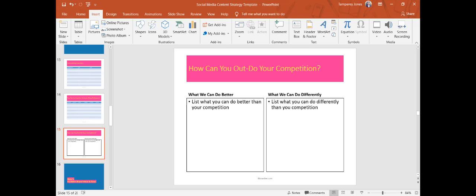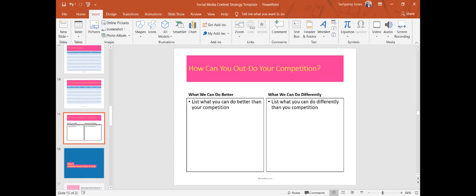You always want to try to one up. Like I said, it's not a competition, but you want to stay ahead of the game. Right? So if they're selling ice cream cones, you want to be selling buckets of ice cream, right? So that's what this is here. List how you can do things better or differently.